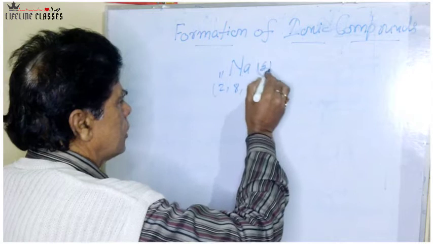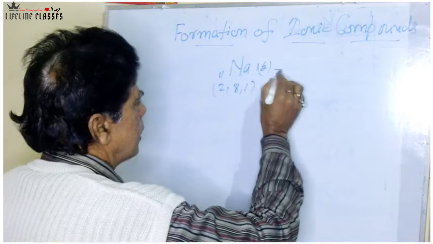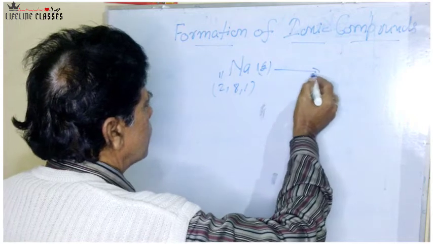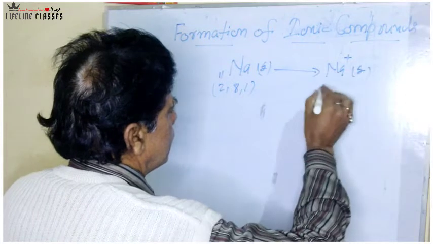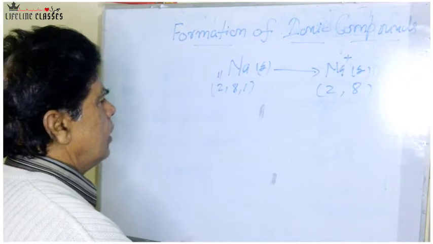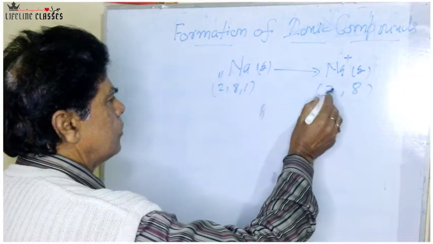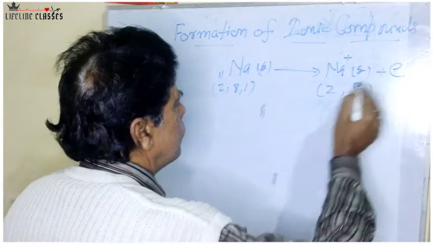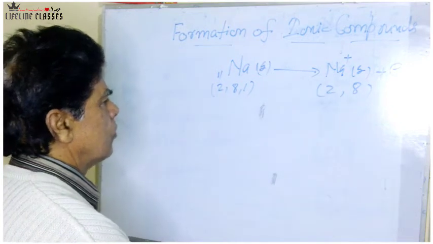In its gaseous form or in atomic state, it can lose its valence electron, which means Na+ will be formed. Here it is 2, 8. So the sodium atom has now acquired the inert gas configuration of neon by losing the single valence electron present in the outermost orbit.